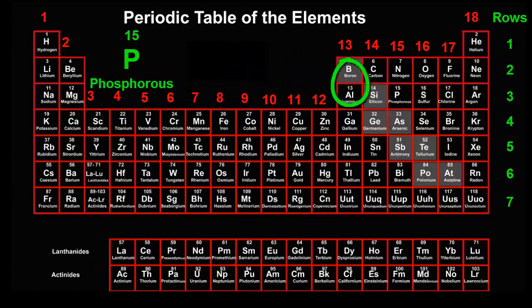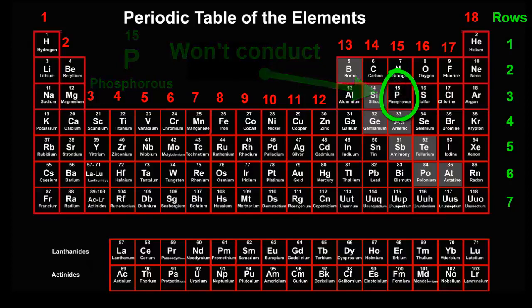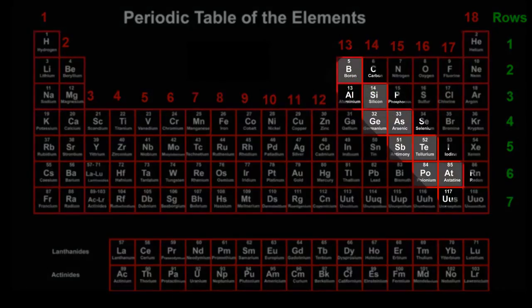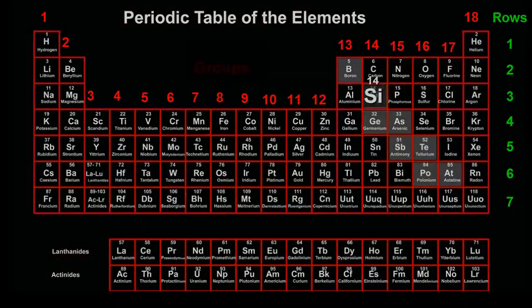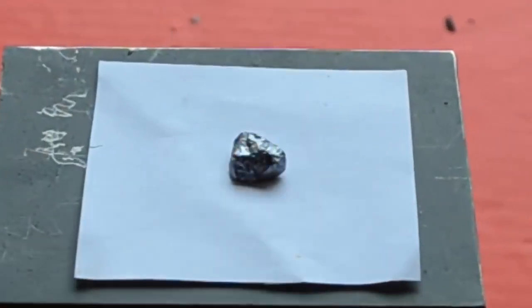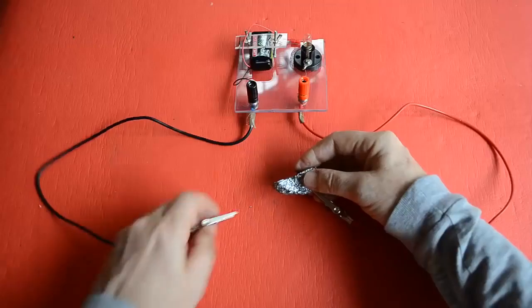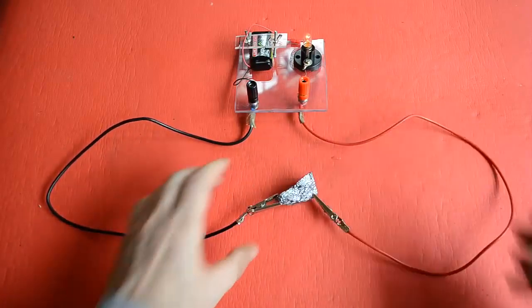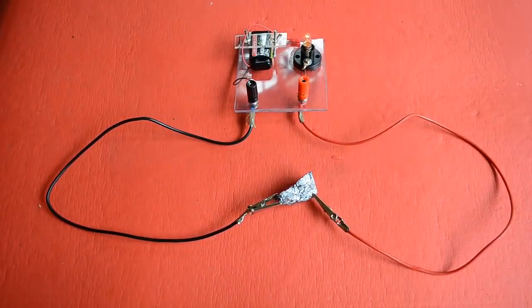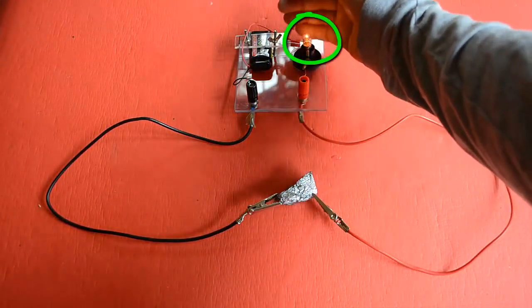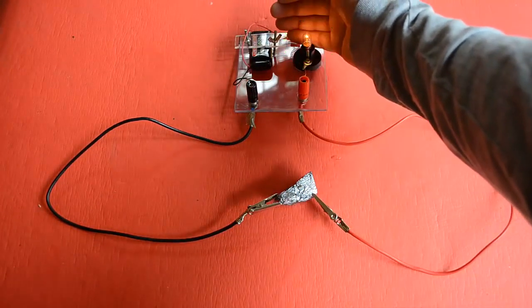Would phosphorus, atomic number 15, conduct electricity? It's to the right of the diagonal, so it's a non-metal. Probably not. What about the elements inside the diagonal band? Let's take a look at silicon. It looks shiny like a metal, but if you whack it with a hammer, it breaks into bits. So it's brittle like a non-metal. And the dull glow of the bulb tells us that it conducts electricity more than a non-metal, but not as much as a metal. And this gives it the name of semiconductor.